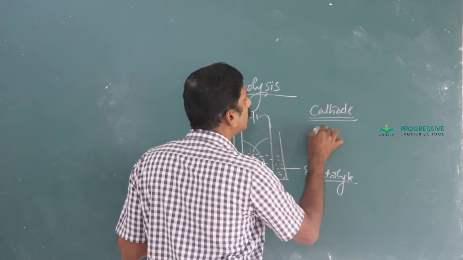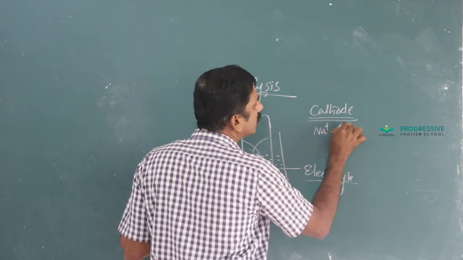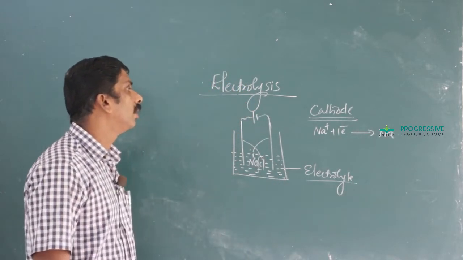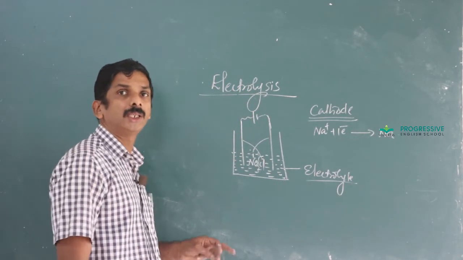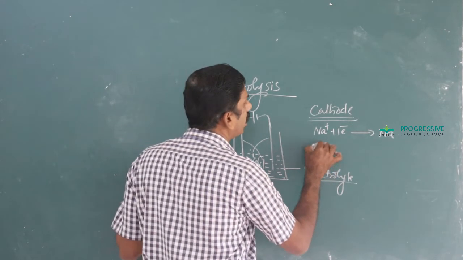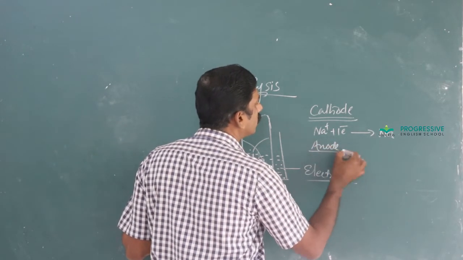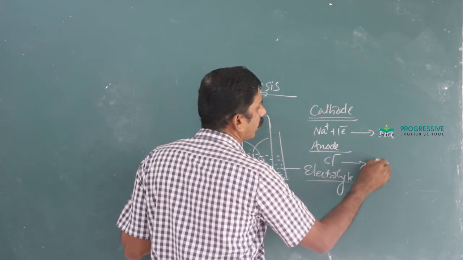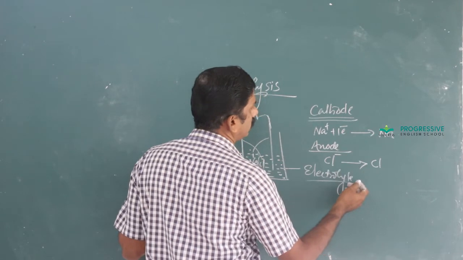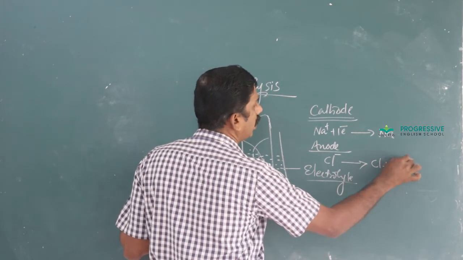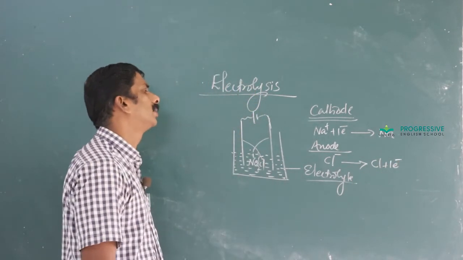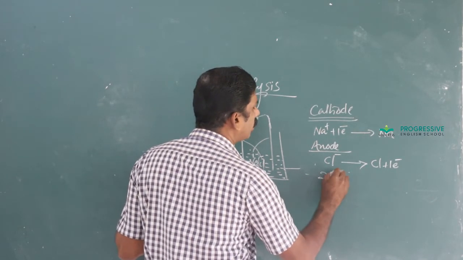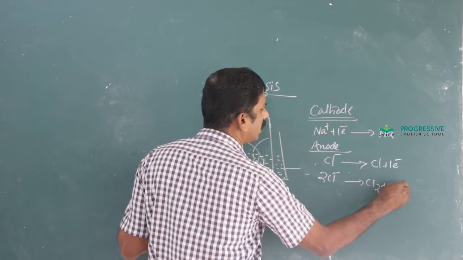At the cathode, reduction takes place. Na+ plus 1 electron gives Na. That is, reduction means addition of electron. And at the anode, Cl- gives Cl plus 1 electron, that is oxidation. Normally, since chlorine is diatomic, 2 Cl- gives Cl2 plus 2 electrons.